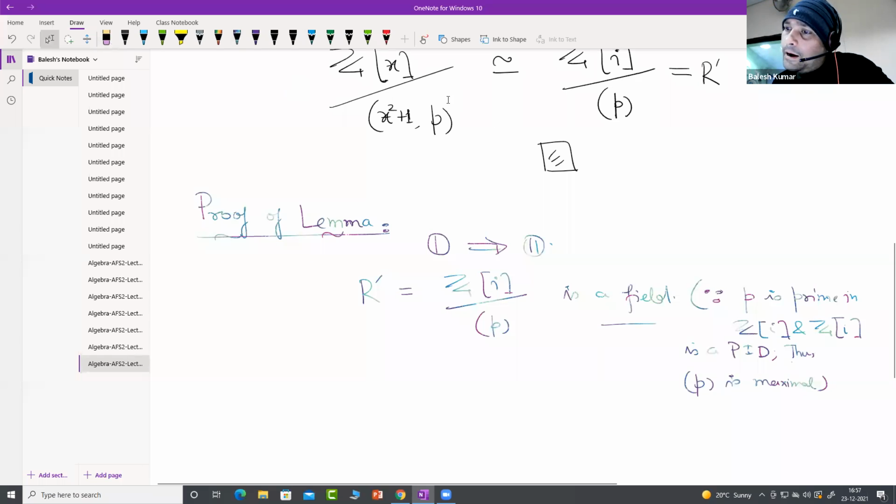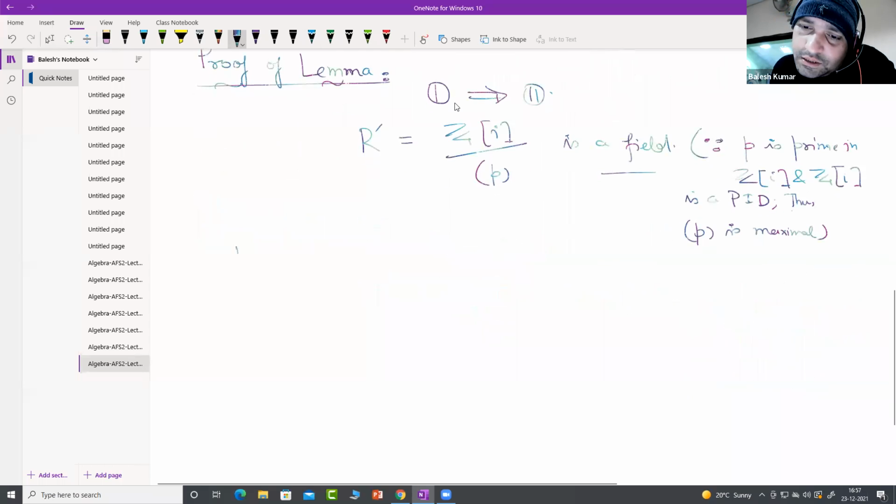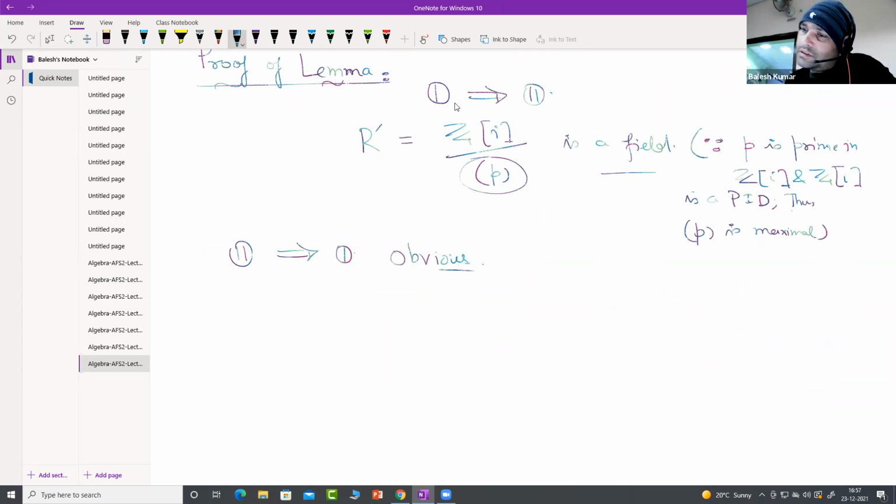And the two implies one is again obvious, because again one needs to use the property that Z[i] is a PID. Because this is a field, that means this is a maximal ideal, and since it is a PID, this will be an irreducible element, and in a PID irreducible and prime are the same, so P is a prime inside Z[i], so it is a Gauss prime.